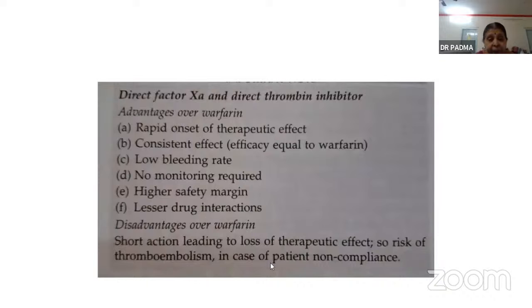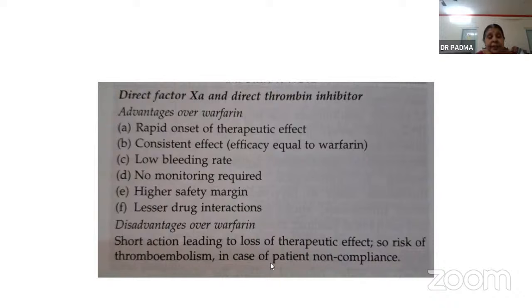Direct factor 10A and direct thrombin inhibitors, that is fondaparinux, rivaroxaban, dabigatran, and apixaban. So all those are specific. Amongst them, direct factor 10A is fondaparinux, and direct thrombin inhibitors are rivaroxaban, apixaban, as well as dabigatran. They have got a rapid onset of therapeutic effect. So you have to understand rapid onset of action. Whatever action you want at the end, you see quite quickly.